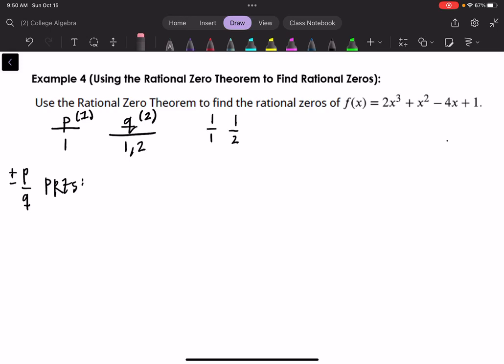So the first fraction gives us plus or minus 1, and then the second is plus or minus 1/2. And so this is the complete list of possible rational zeros. Well, now we have to start checking to see which one is actually a zero, and we're going to do that by dividing.